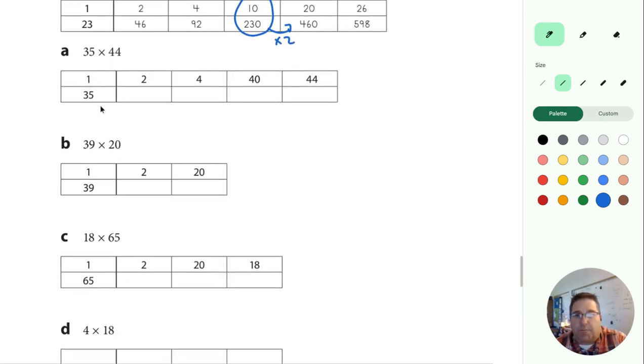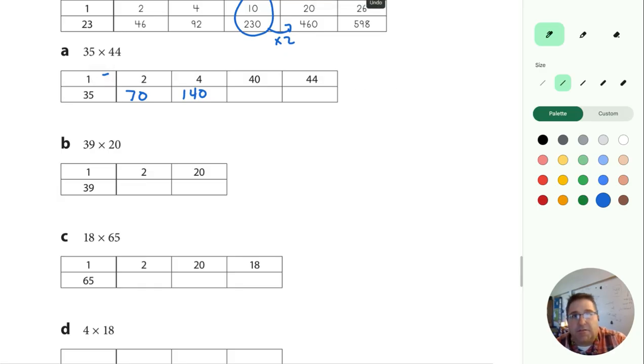So again, one group of 35, that's just 35. Two groups of 35, if I double that, that's going to be 70. So I just doubled it. And then I can double it again to get four groups. So if I double 70, that's 140. Okay. How about 40 groups? Well, we'll write some notes on these.